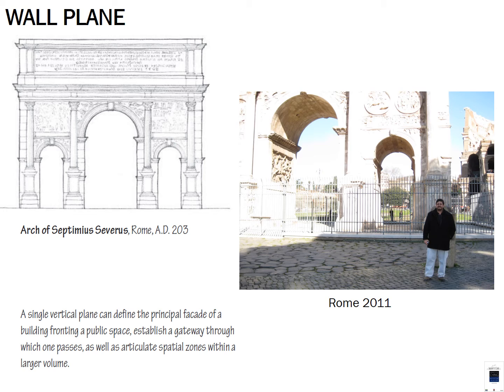A wall plane, when a wall is standing alone, like this arch. This is the entrance to the Colosseum in Rome. There's me standing there in 2011. And so, a single plane can, with some penetrations, define the gateway, the entrance to an area.